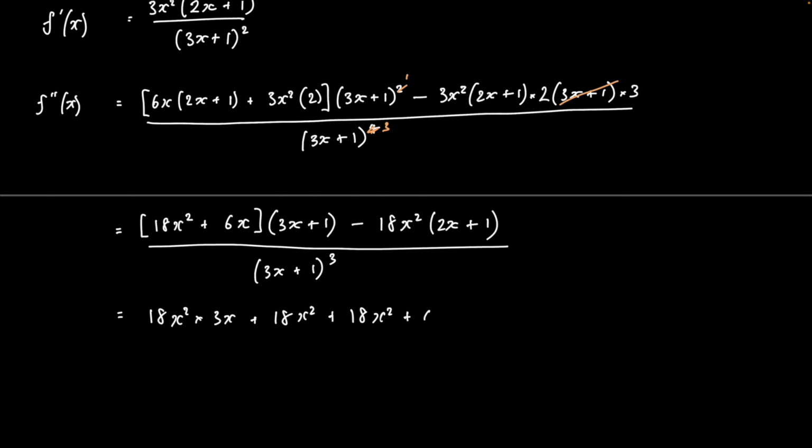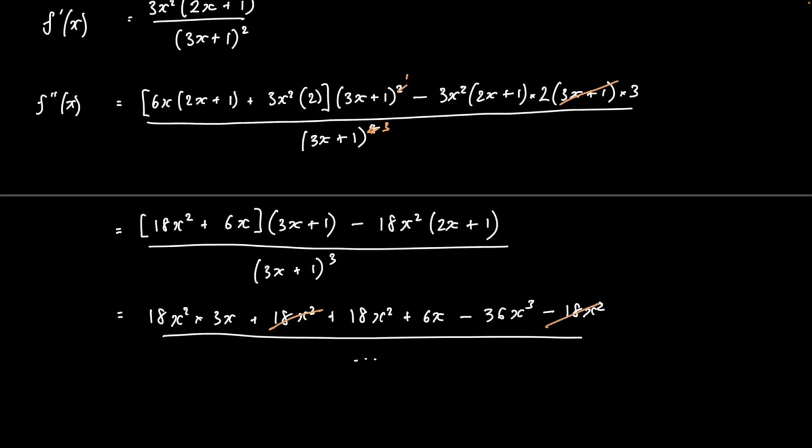Plus 6x minus 36x cubed minus 18x squared, all divided by the same thing. Right, I can cancel off that one and that one. So x squareds, it looks like I've got 36 of them. No, I've got 18x squareds only.